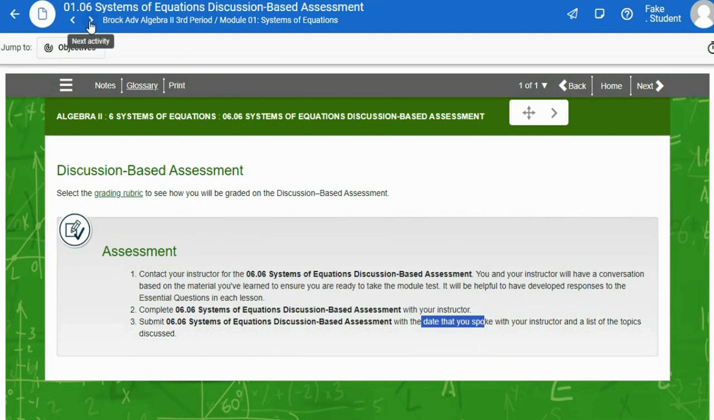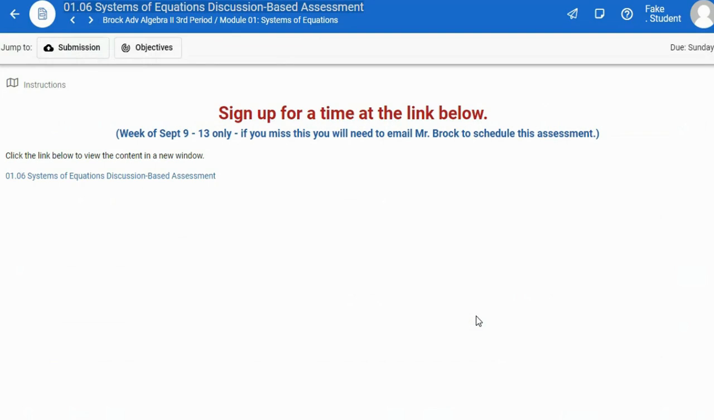So let's look at the page where the assignment is. It says sign up for a time at the link below. And here's a link. Now, these sign-ups are for this week only. You have to sign up sometime this week. And there's times available tomorrow all the way through Friday. So you can find some time that'll work in your schedule.